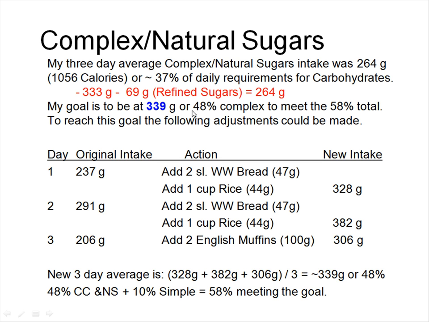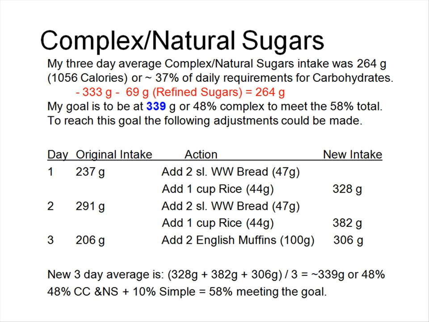And there, again, what I did to get that, one way you can do it, is take your total calories, in my case 2828, times 0.48 to get your calories, and then divide by 4, and that will get you what your grams are. Okay.